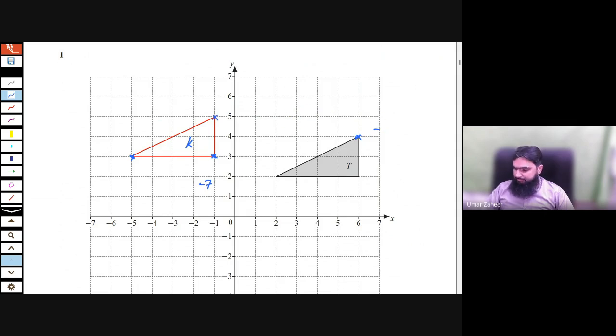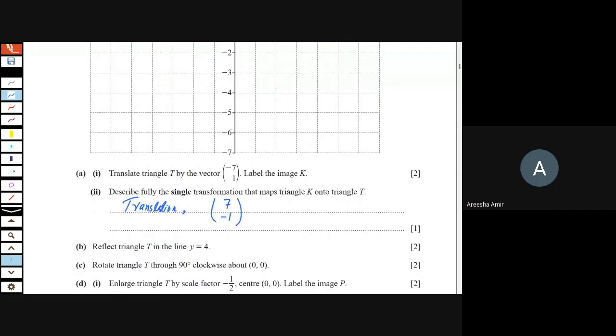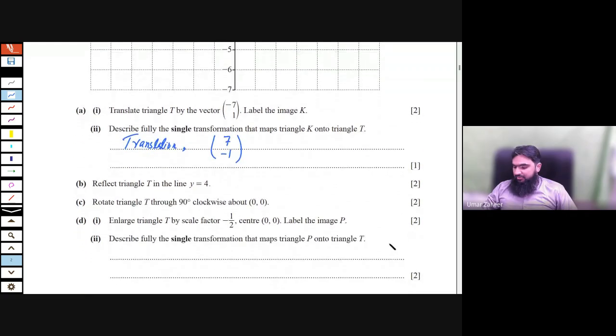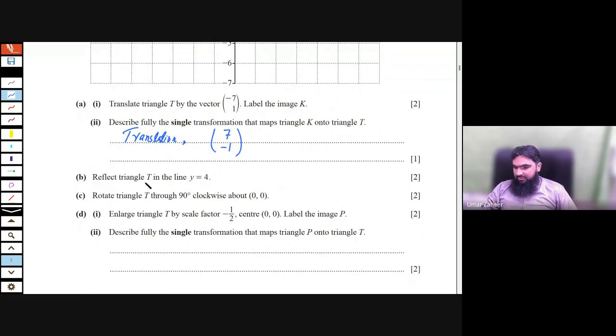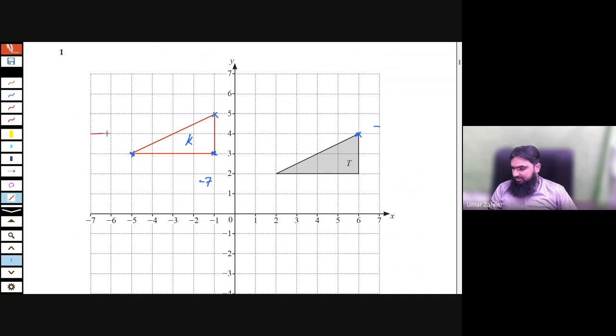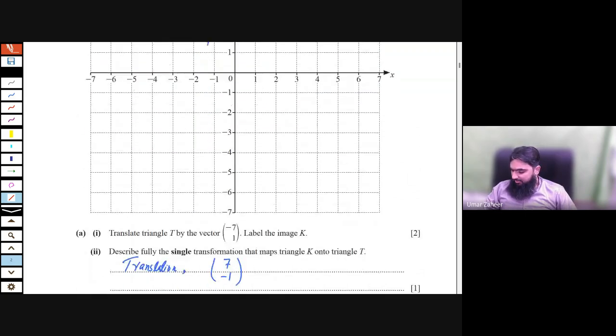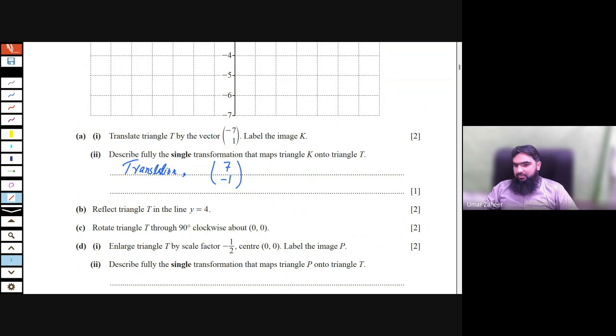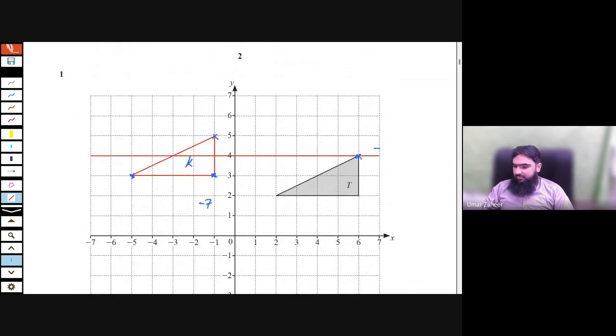Yes, Aisha, is it clear? Yes, sir. All right, now we have the B part. We have to reflect triangle T in the line y = 4. So first of all, we are going to draw the line y = 4. This is the line y = 4. We have to do the reflection of T. So the reflection of T, this will be the invariant point. We have to take a perpendicular distance 1, 2, 1, 2. So this point will be reflected to this place.